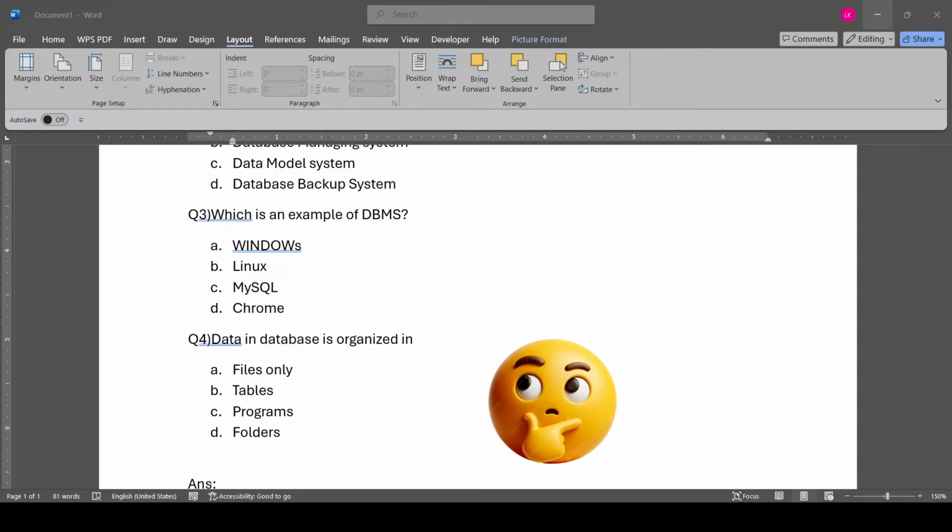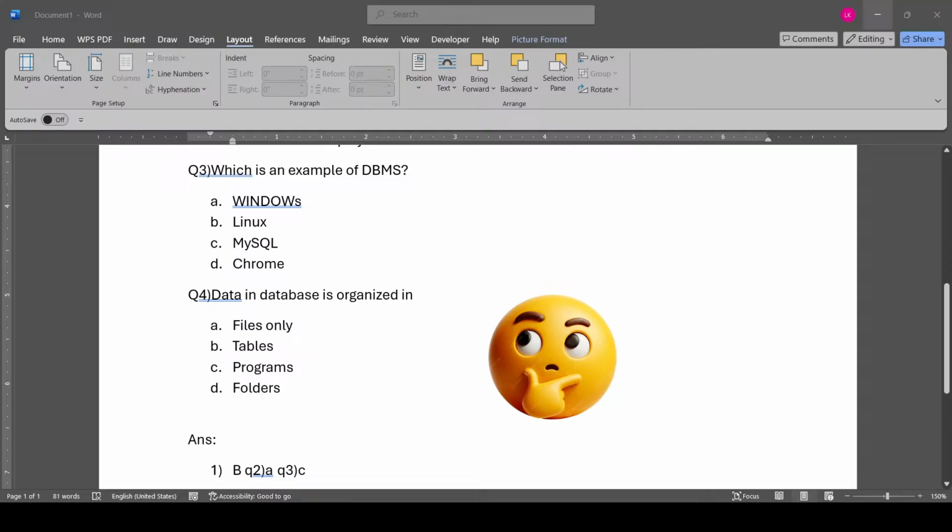Okay, when you talk about data in a database, it is mostly the RD in RDBMS. Here we are talking about only RDBMS. The data in a database is organized in what? It is tables. Yes. So the right answer to question number 4 is B, that is table. Now going to take the next question here.